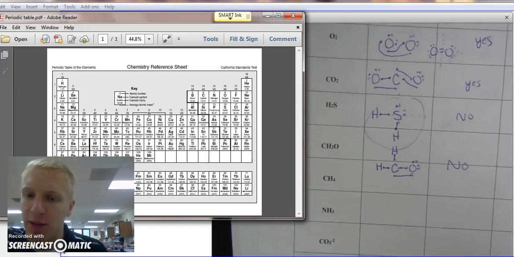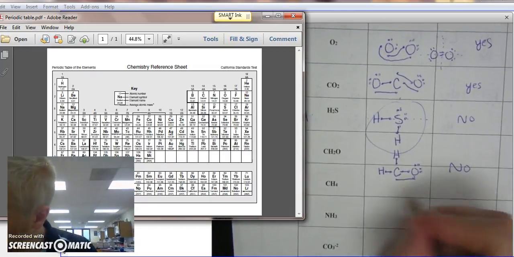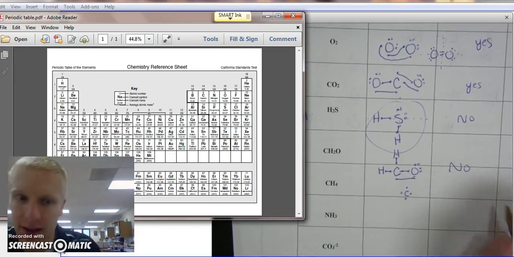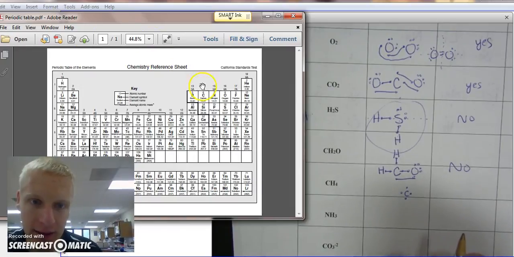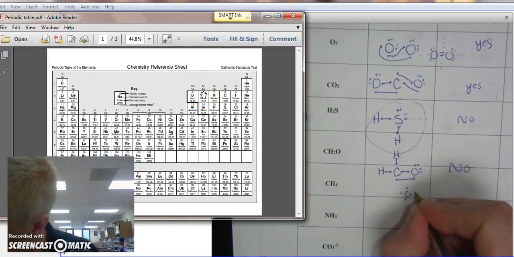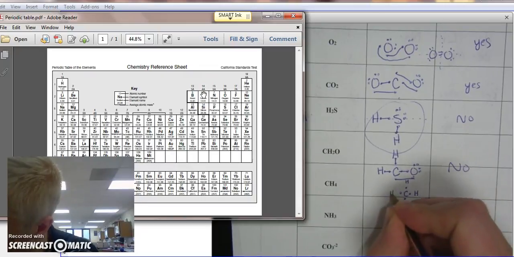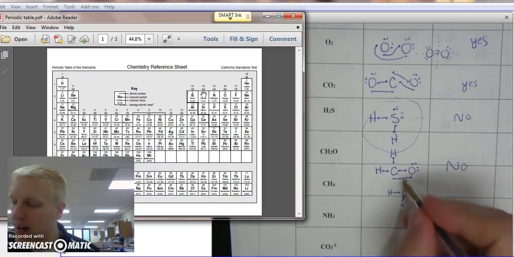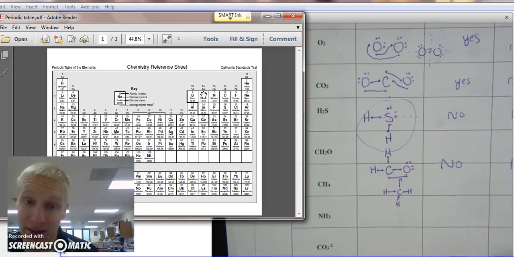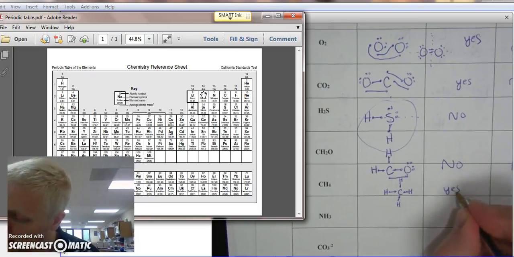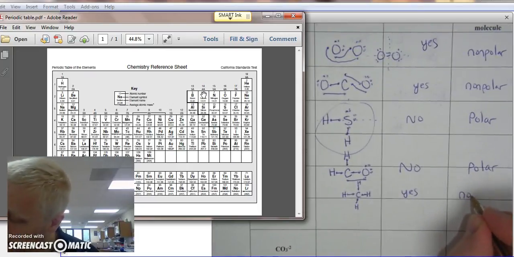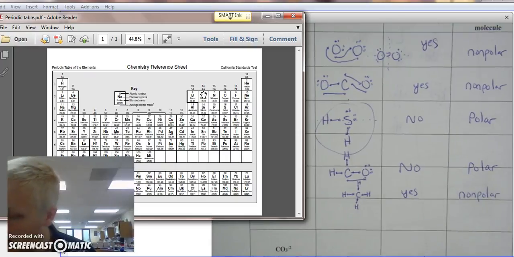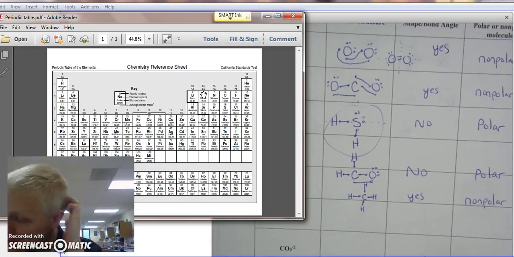Alright, doing another one. We have CH4. Carbon has 4 outer electrons because it's in column 4A. And we have 4 hydrogens. I'm going to add them on each side. 1, 1, 1 for each, and they're going to bond. We got a nice little shape. This guy is symmetrical both ways, so we write yes. And if it is symmetrical, it is non-polar. That's methane.